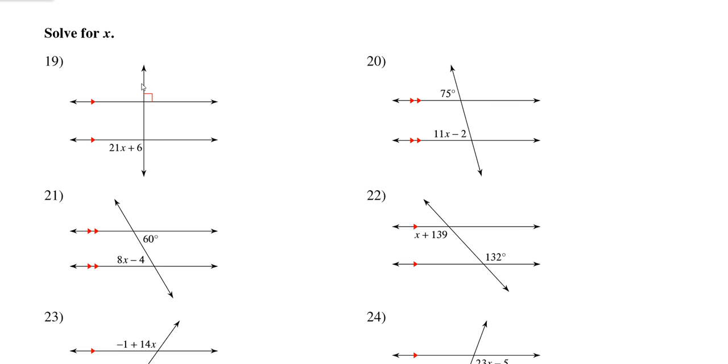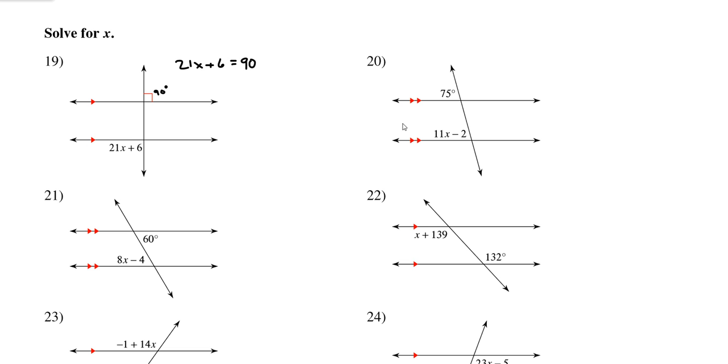So these are alternate exterior, so they are congruent. So 21x plus 6 is congruent with this, and that symbol tells me that this is 90 degrees. If it's congruent, it means it has the same measure. So this represents the measure, and it's the same as 90. Remember, the symbol you can use for the same as is an equal sign. So we can set up an equation in that way. I'm going to go through all these problems with you just to set up the equation first, and then we'll go back and solve them.